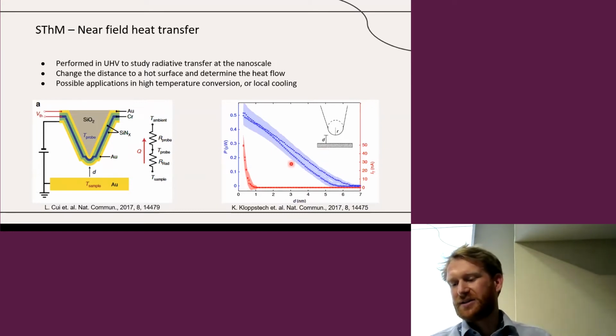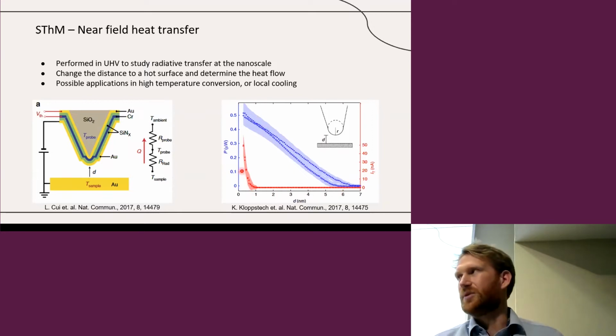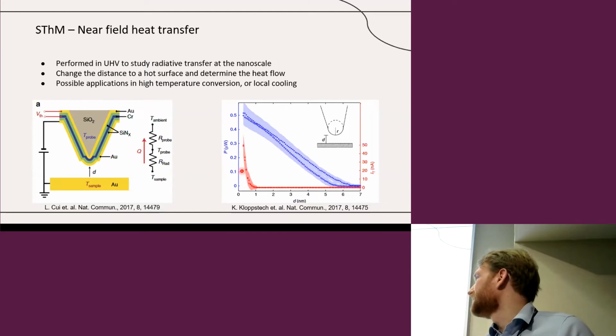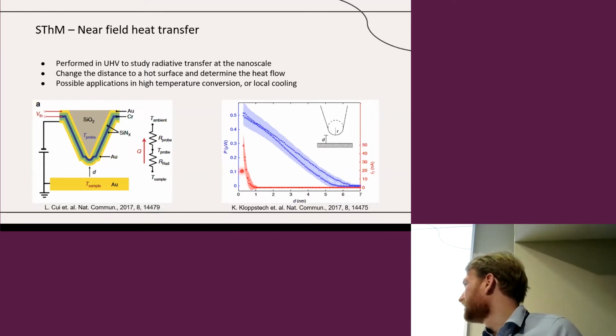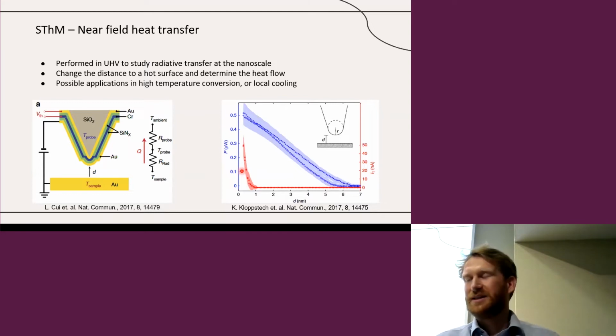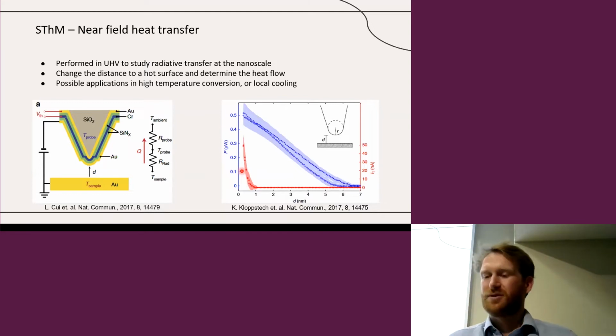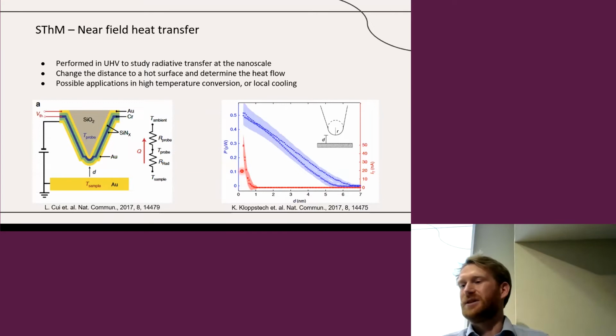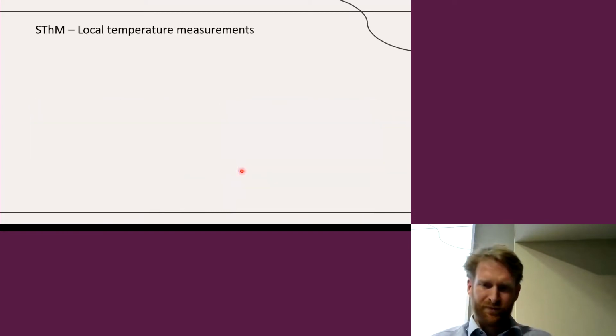And I think an interesting result, as you can see here, is that the blue graph represents the heat flow as a function of distance, whereas the red graph represents the current flow. So we see that the heat flow is already setting on at a larger distance than the current flow. So before you even get any tunneling effects, which might be a concern for these kind of systems, you can already use it to greatly enhance the heating just because of near field radiative effects.